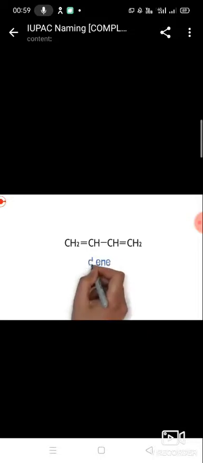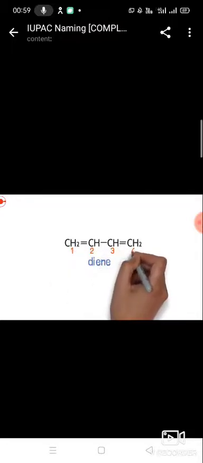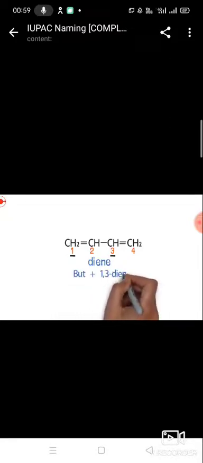Next one, double bond is present in the first carbon atom and last carbon atom. So 1, 4. How many double bonds? 2 double bonds. So diene. So 1, 4 diene. And how many carbon atoms are present in a straight line? 4 carbon atoms. So buta. 1, 4 butadiene.